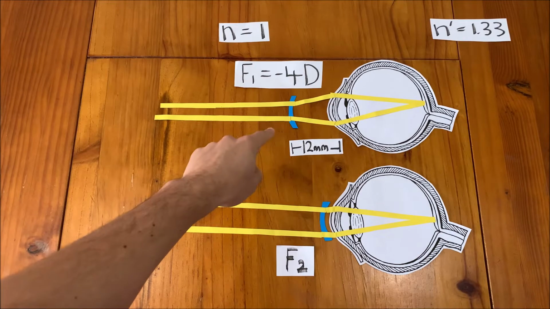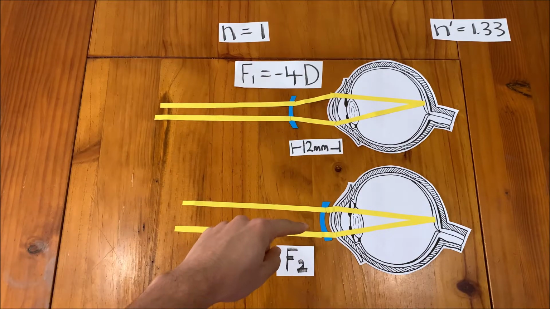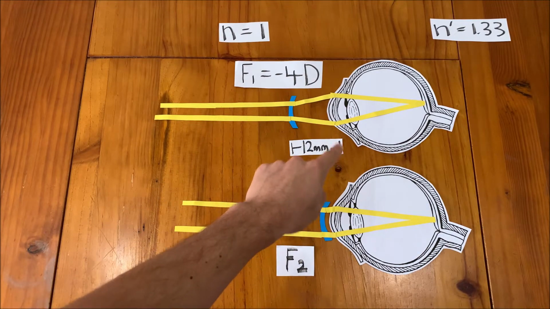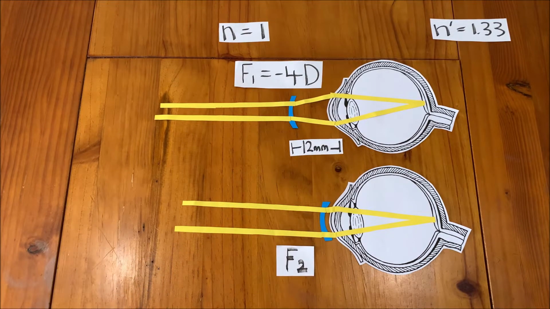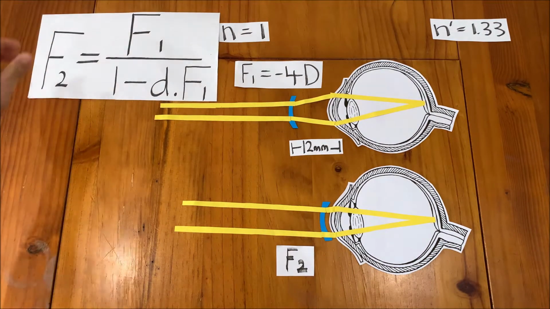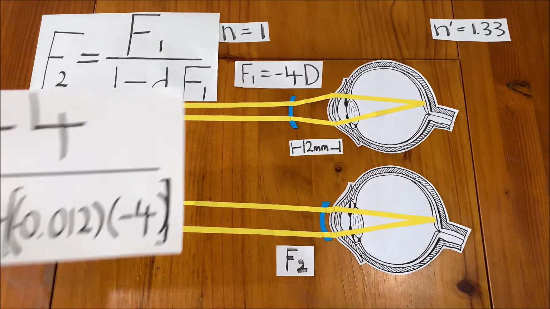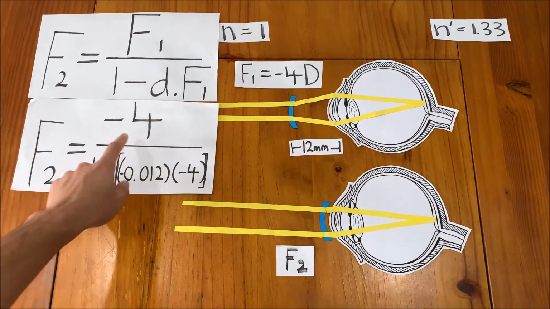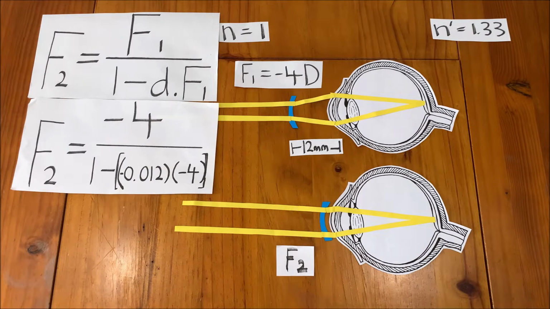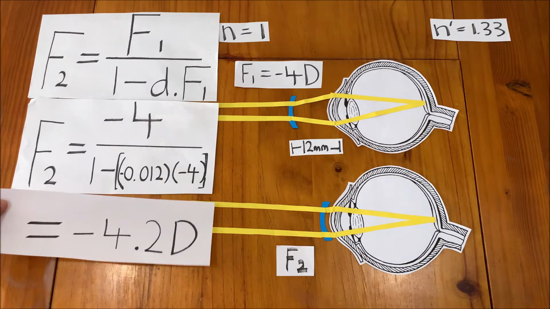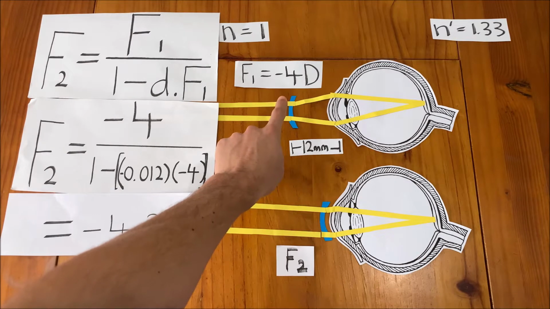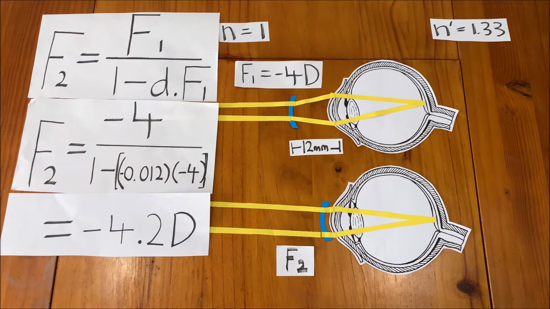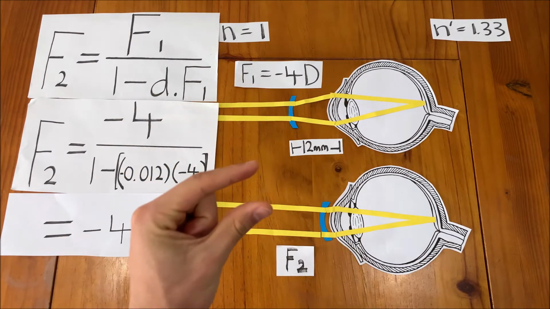For example, we have a myope who wants contacts and was refracted at 12 mm, resulting in a -4 diopter prescription. Using our lens effectivity formula, we can see that f2 equals f1 over 1 minus df1. We can plug in our numbers to see that a -4 diopter lens is equivalent to a -4.2 diopter contact lens. In low power lenses, lens effectivity is not clinically significant.